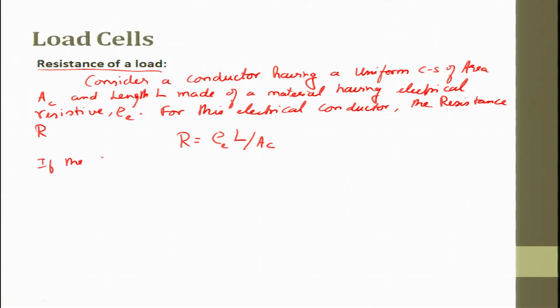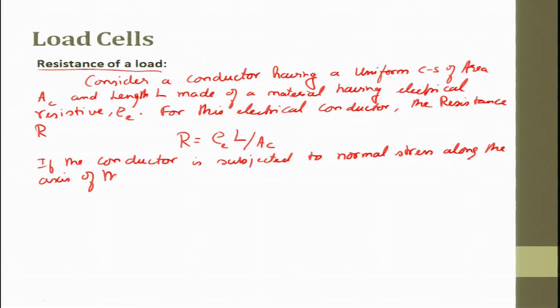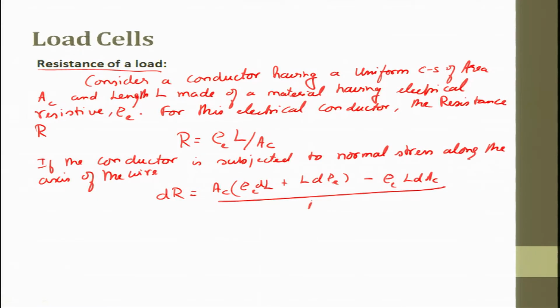If the conductor is subjected to normal stress along the axis of the wire, then the change in resistance is reported as dR. So, dR will be equal to (AC times (rho E dL plus L d rho E) minus rho E L d AC) divided by AC square.